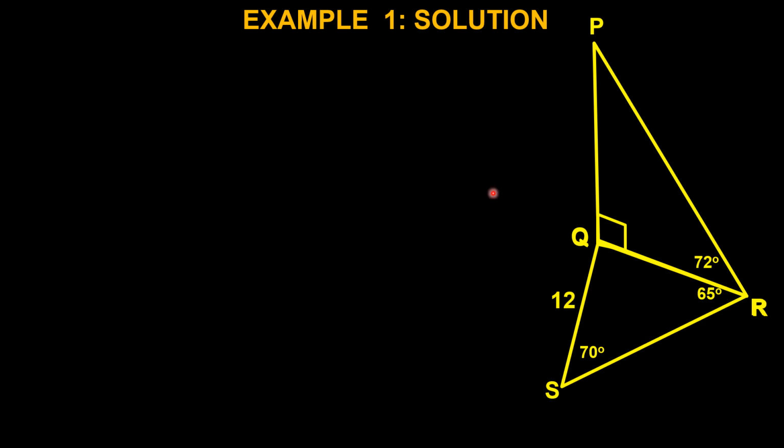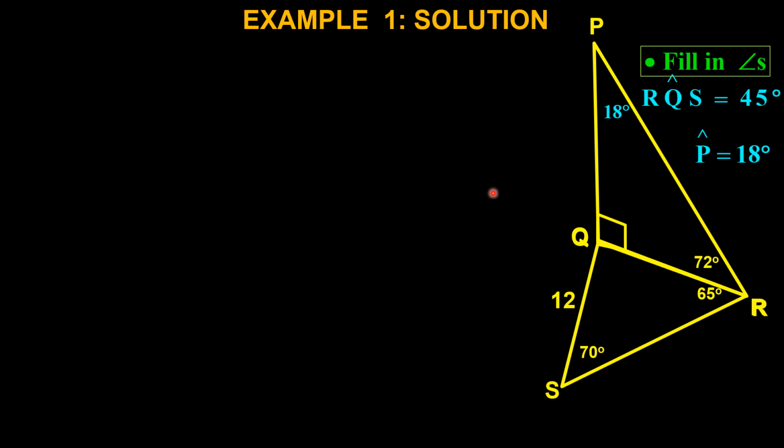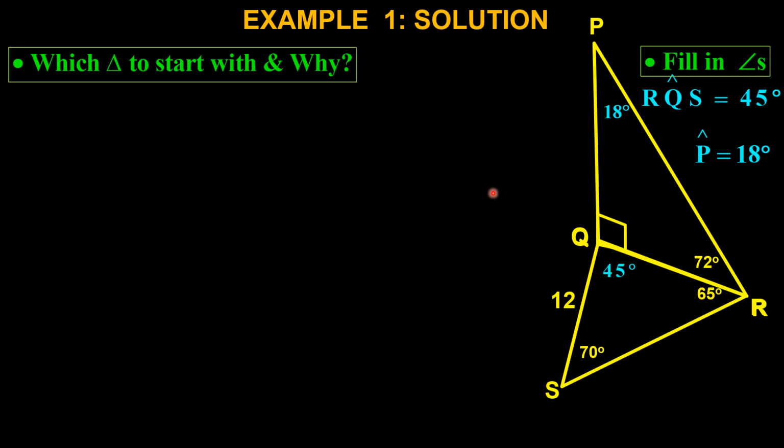Right? Let's calculate the angles that are possible. We can work out angle P. Angle P is 18. And once you calculate, it suggests that you insert it in the sketch. In the other triangle, we can work out angle RQS, which is 45 degrees, and then we can insert it as well. Now we're ready to start. But which triangle do we start with? Remember, we need a triangle with at least a side length. That excludes PQR. So we can only use QRS.